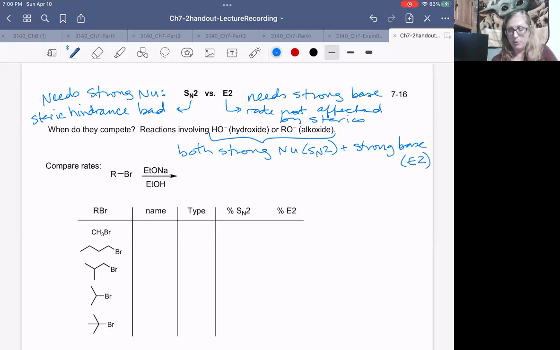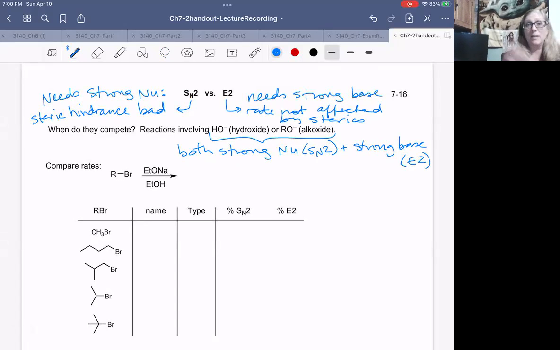So as soon as we see in our reaction conditions that we have either hydroxide or alkoxide, we have to be on the alert that we're going to get a bimolecular reaction. It's going to attack something. We just have to determine where it is going to attack. Is it going to attack the backside of the carbon bearing the leaving group, or is it going to attack the hydrogen on the beta carbon and do an E2 elimination instead?